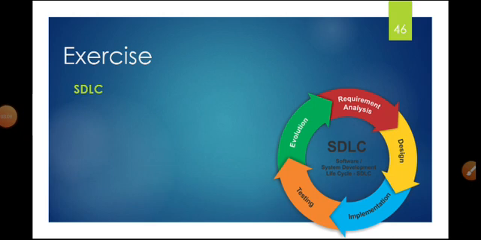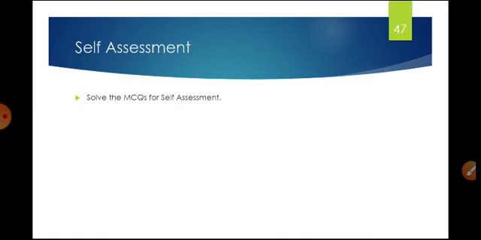Okay students, now let's discuss the exercise of chapter number 2. It's time for self-assessment. You have to solve the MCQs for your self-assessment. If you are able to solve them on your own, it means you have got the concept of system development life cycle. Please do solve these MCQs and share your answers with me.